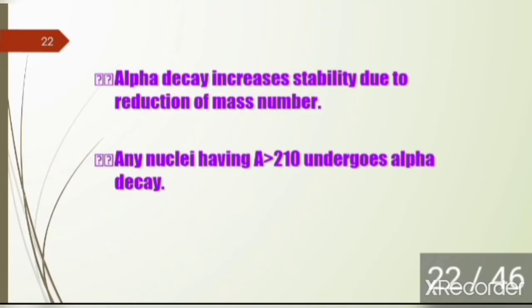As I said earlier, after an alpha decay, the mass number of the parent nuclei decreases by 4. As mass number decreases, stability increases. So the alpha decay results in an increased stability of an atomic species due to the reduction in mass number. And any nuclei having a mass number greater than 210 undergoes alpha decay.